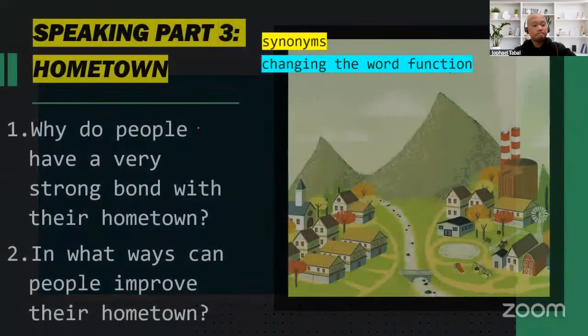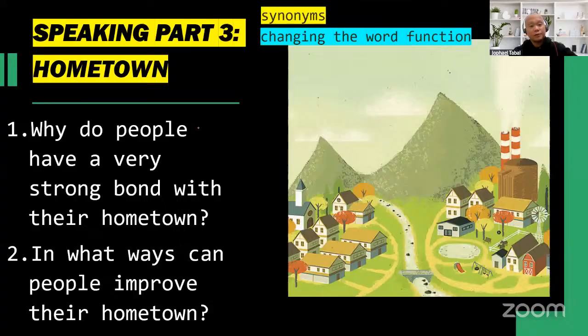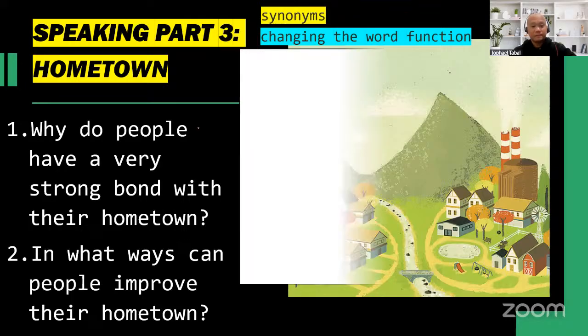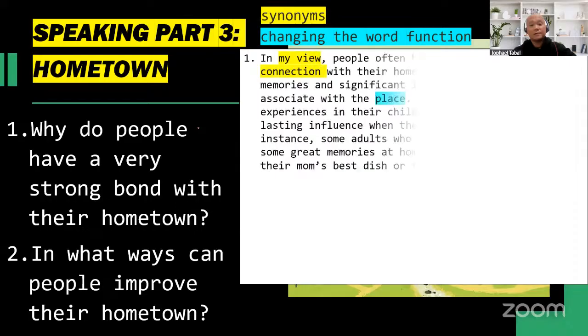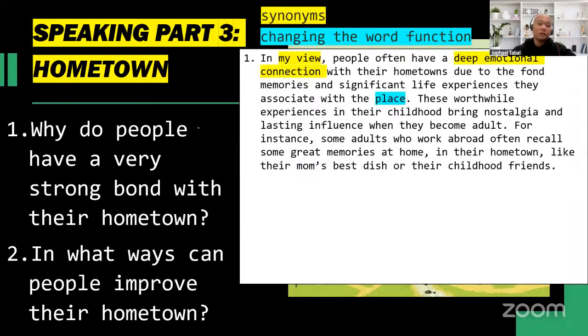Now here's an example question: why do people have a very strong bond with their hometown? The type of question here is giving reasons. And question number two: in what ways can people improve their hometown? The type of question here is also giving reasons. Now here's a model answer where we check how the candidate paraphrases the question.